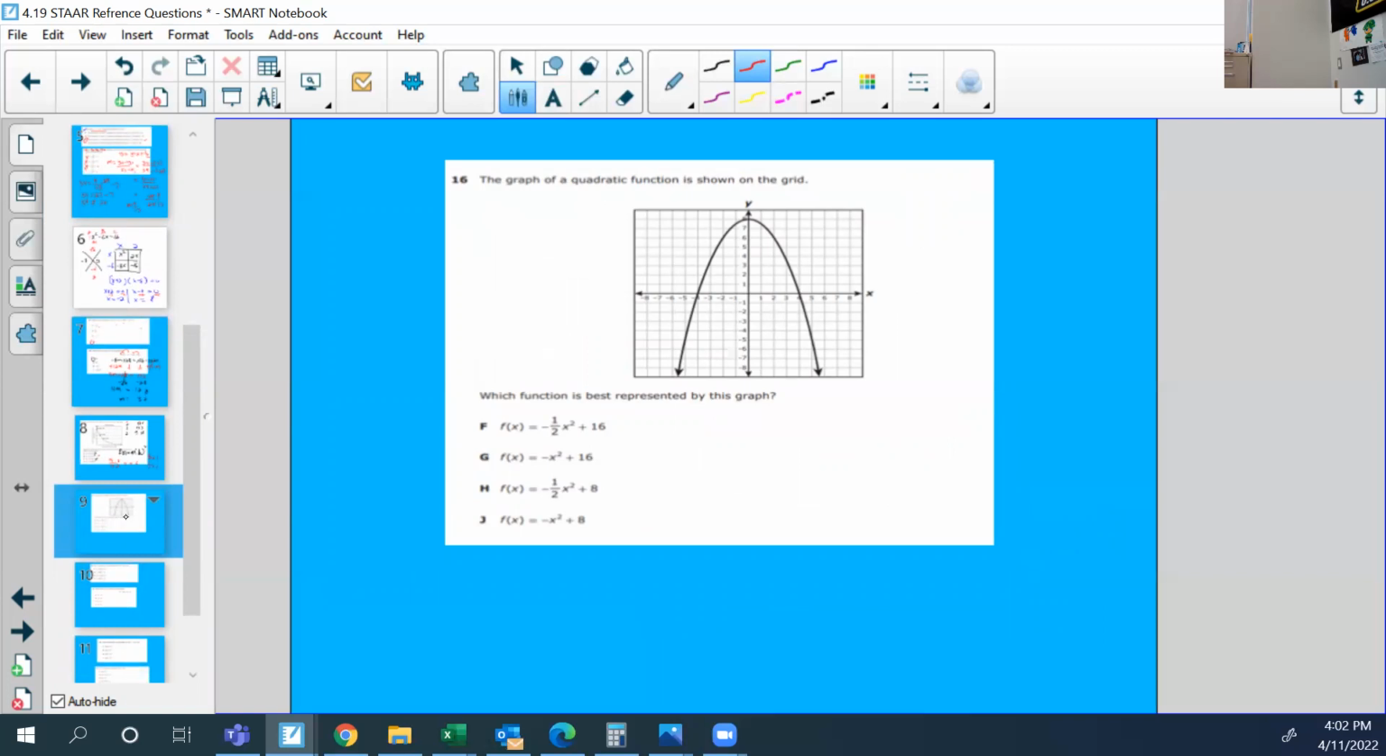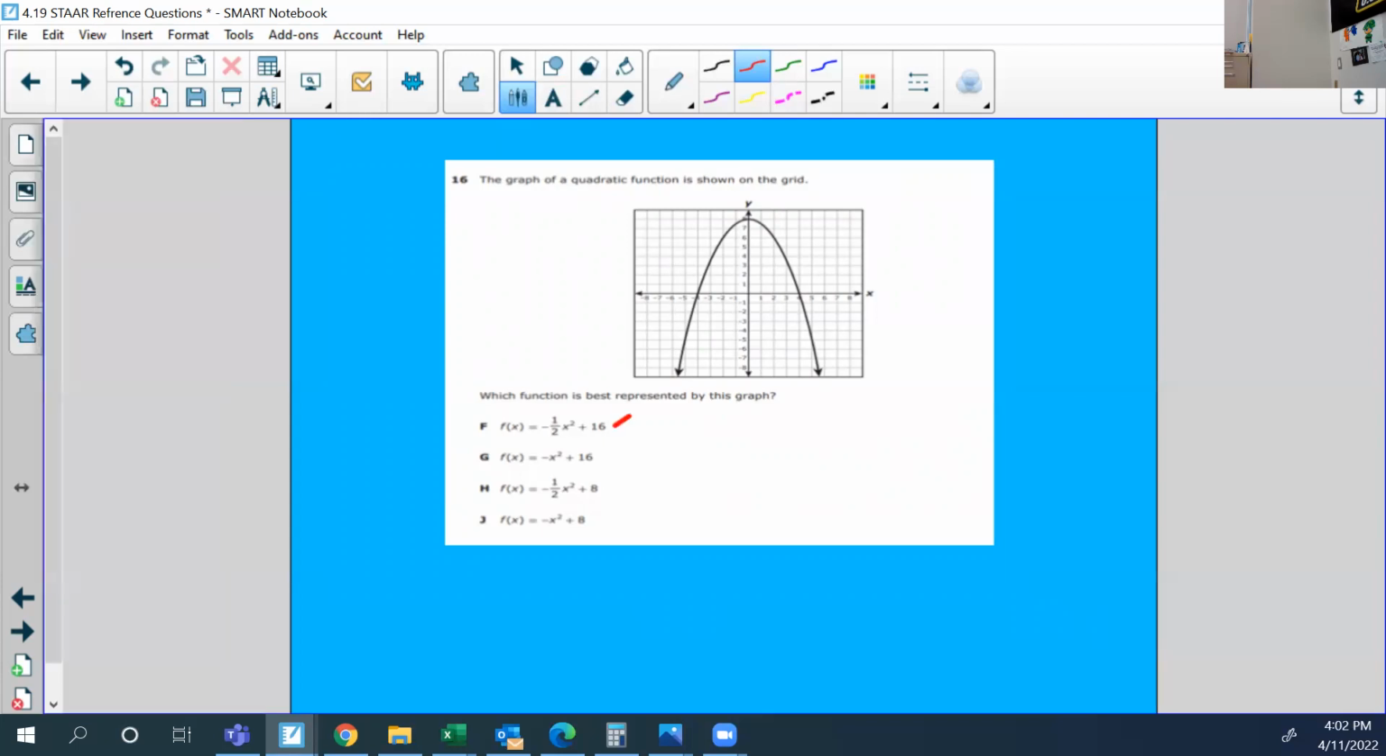You have a quadratic function, and again, which graph best represents the equation? One way you can do this is to graph each answer choice and see which one matches the graph. That's one way of doing it. Or, if you look at this problem, you remember when we did transformations?